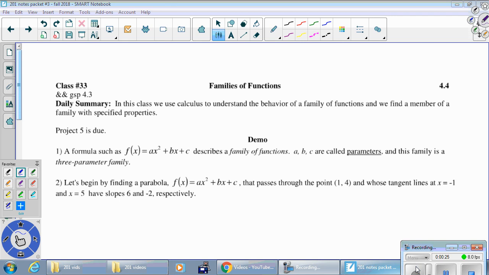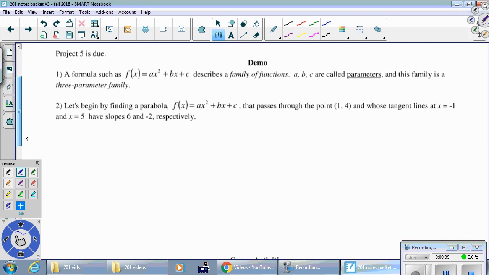This particular family is just a collection of all of the parabolas that you know really well that open up or down. They could be really skinny or they could be really wide. You could shift them up and down. You could move their vertices wherever you want to, all based on your choices for a, b, and c.